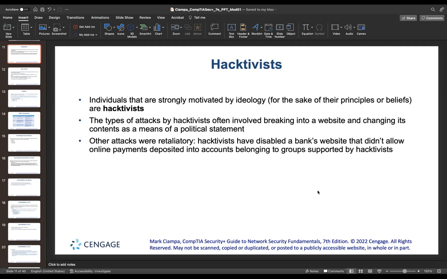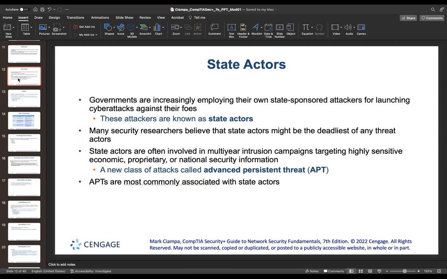Some of them are retaliatory, right? Like the example you see on the slide, hacktivists have disabled the bank's website that didn't allow online payment deposited to the accounts belonging to the groups supported by hacktivists. This is where we can say these guys are gray hats, right? They're walking the fine line. They believe they're doing good, but the bank people and the law believe they're doing bad. Does that make sense? So gray hat hackers for that reason.